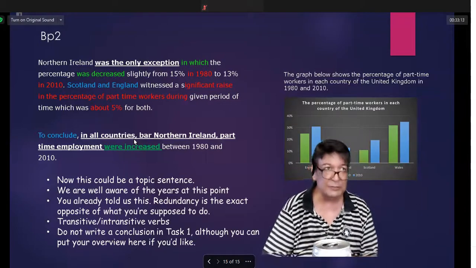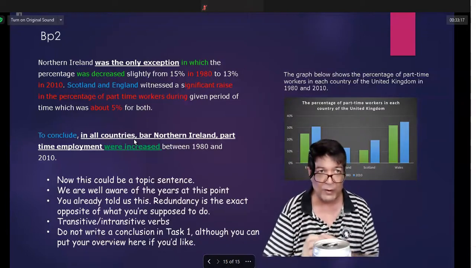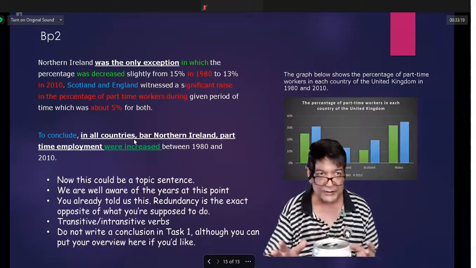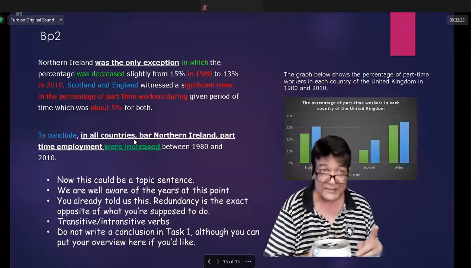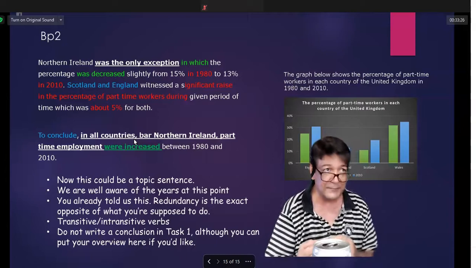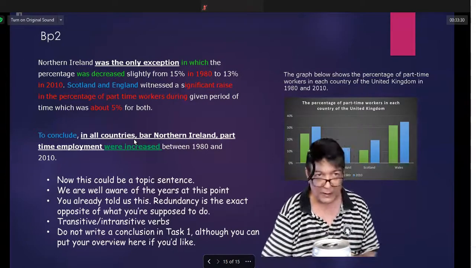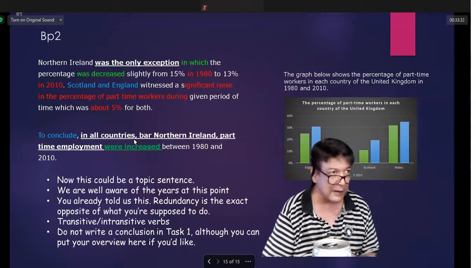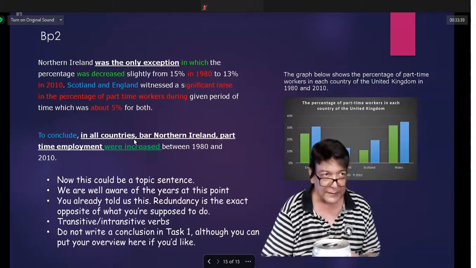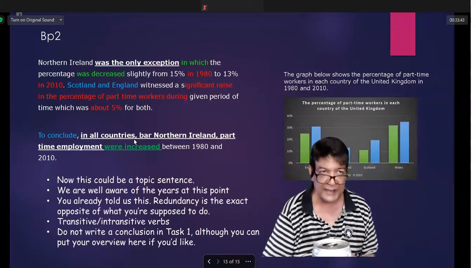To conclude, in all countries bar Northern Ireland, part-time employment were increased. That's great. That's what we're looking for. Things that cover all the countries, except 1. That's your lowest. That's your highest. It's your one of a kind. Okay? So this concludes my individual discussion of your body paragraph, of your report. Okay? And I forgot there, you do not write a conclusion. There are no conclusions in task 1.